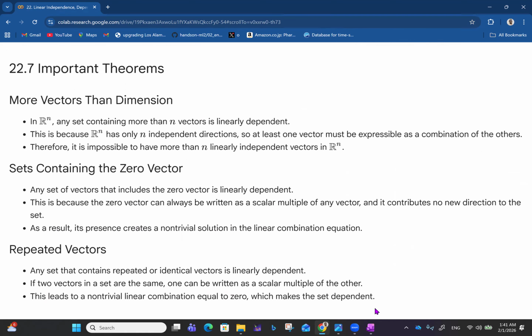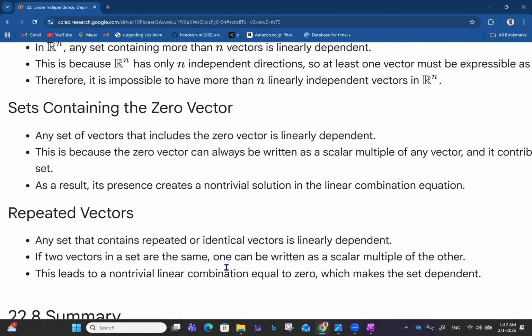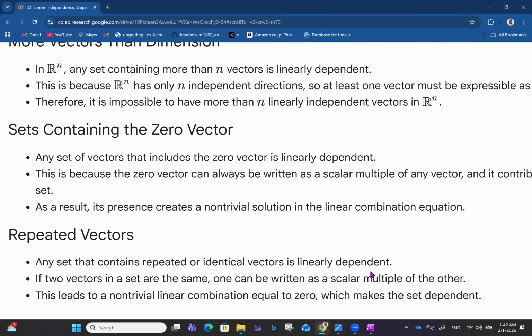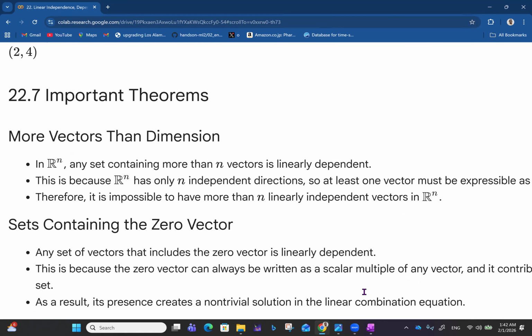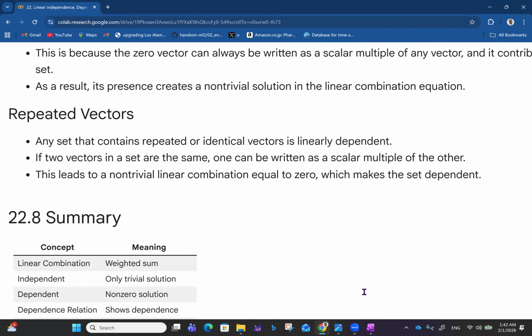Another theorem we have is that of repeated vectors. Any set that contains repeated or identical vectors is linearly dependent, like the case of (1, 2), (2, 4), (3, 6). So (2, 4) and (3, 6) are simply repeating (1, 2). They are essentially (1, 2), so they make the set of vectors linearly dependent. If two vectors in a set are the same, one can be written as a scalar multiple of the other. This leads to a non-trivial linear combination equal to 0, which makes the set dependent. Okay, so we have important theorems surrounding more vectors than dimension, sets containing the zero vector, and repeated vectors.